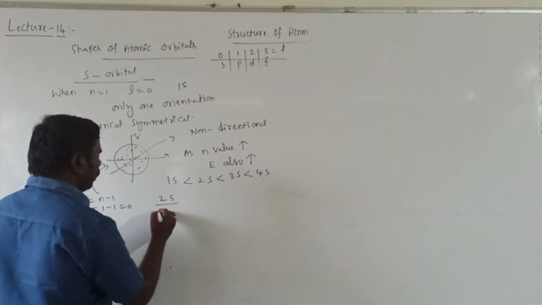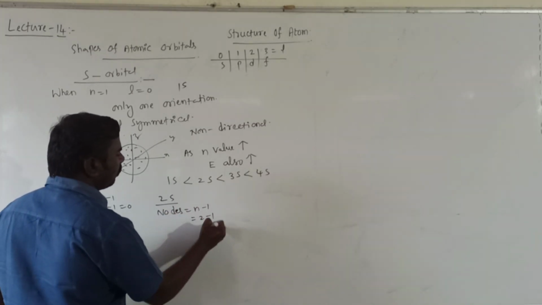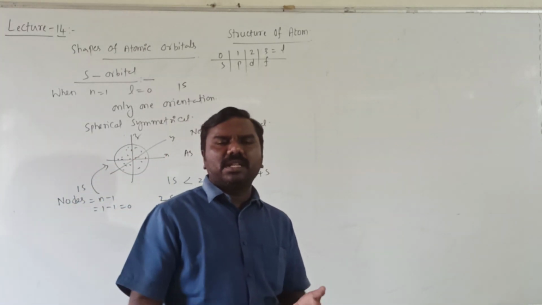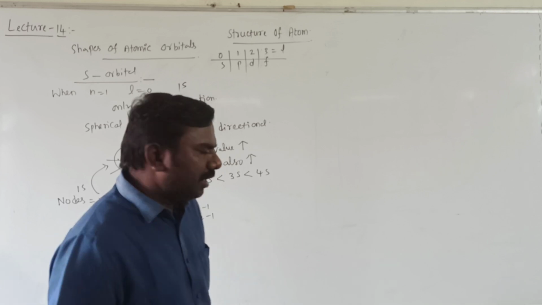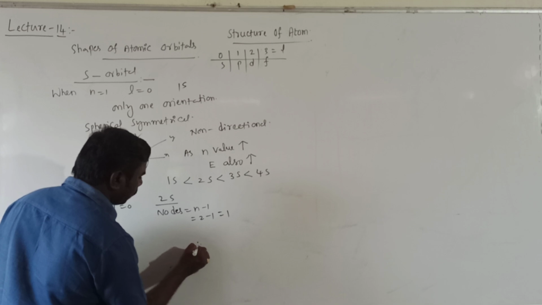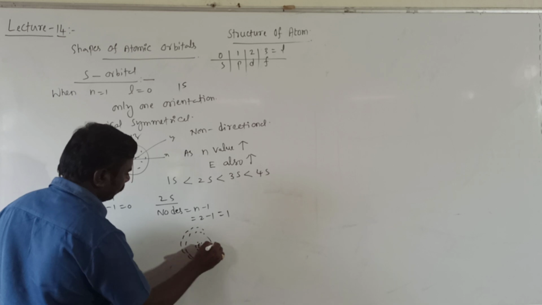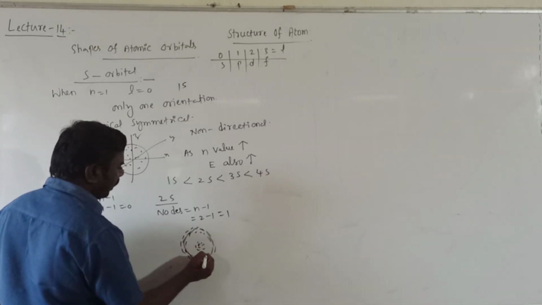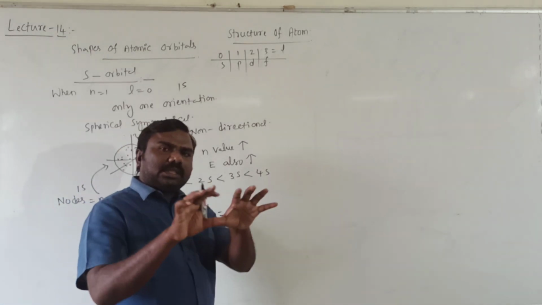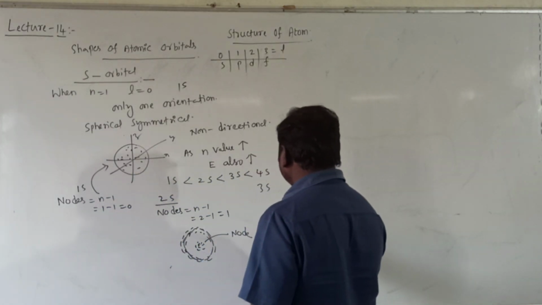In 2s, nodes formula will be n minus 1, that is 2 minus 1. N value is 2. The number before the S, P, D, F indicates n. So 2 minus 1, that is equal to 1. One node it is. So this is first. You just observe this space. This is node. So the one node is represented like this. Next, 3s. So this is first.